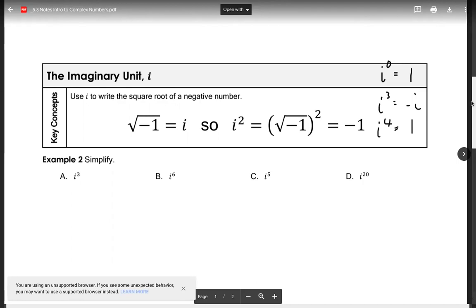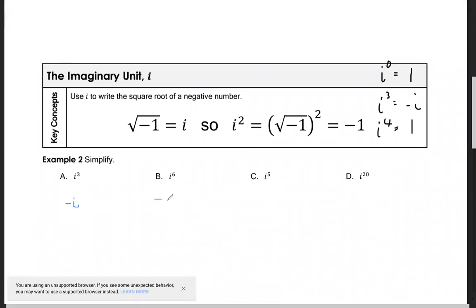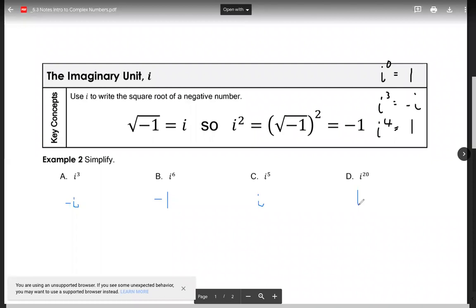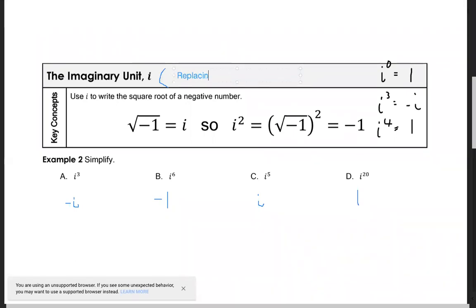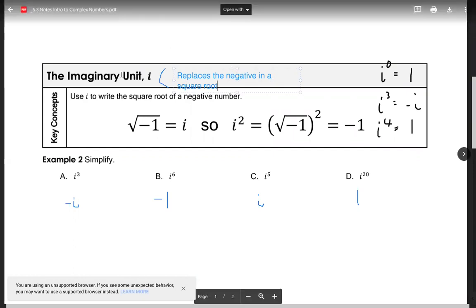So i to the third, if you type that in, it's going to give us negative i. i to the 6 right here is going to give us -1. When you type it in, i to the 5 will give you i, and then i to the 20 is going to give you 1. Now, basically what you have to understand is the imaginary unit is replacing the negative in a square root.